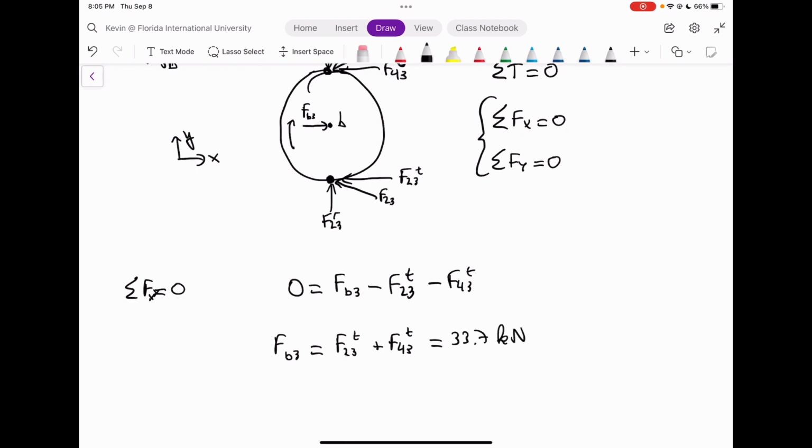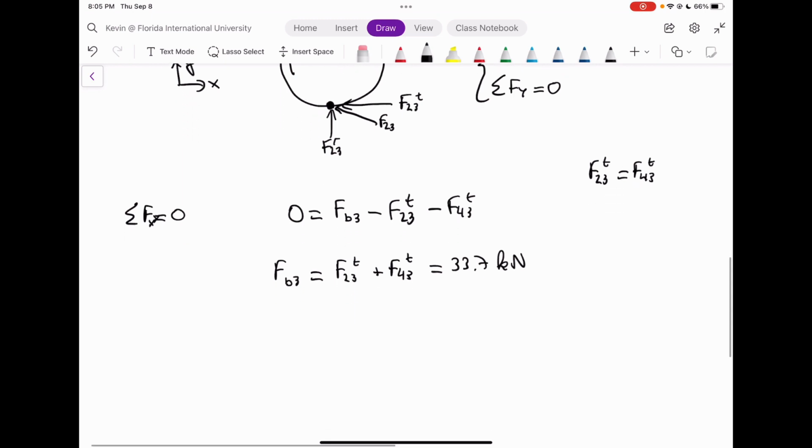kilonewtons. Because we know that F23T is equal to F43T. They're on the same gear and they're going in the same direction, so they're equal. So it's just double the value. Okay, so now we found FB3, essentially the reaction force of the shaft. Now what we're asked to find is actually F3B. Okay, so the opposite of that. So F3B is just going to be in the negative X direction. It's going to be negative 33.7 kilonewtons in the X direction.